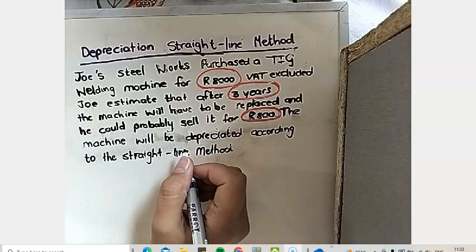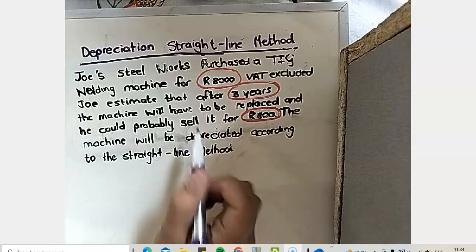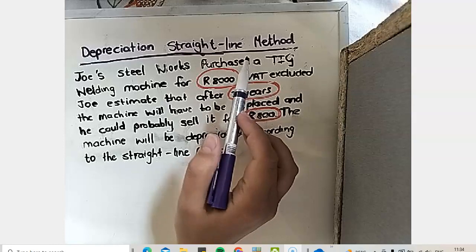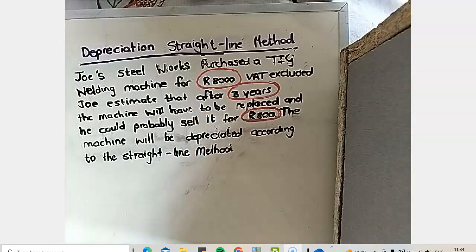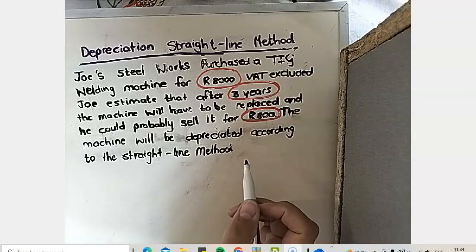Good day, students. Today we're going to do depreciation on the straight line method. We've got two methods: the diminishing balance method and the straight line method. So the first one, we're going to do the depreciation straight line method.